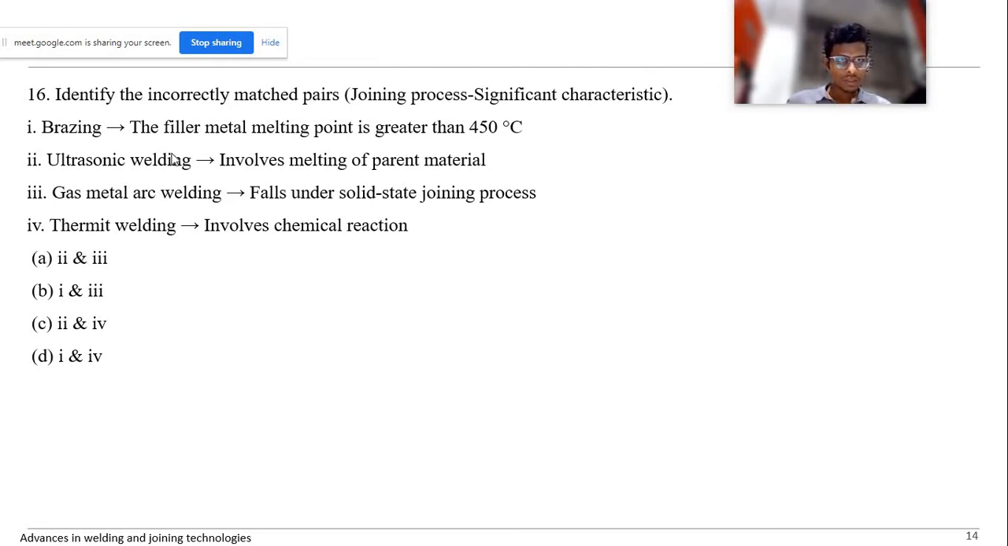Yeah, this one is correct. Incorrectly matched pair, right? Ultrasonic welding involves melting of parent metal. Is that so? No, right? Because it comes under solid state joining, means there won't be any melting. Only in fusion welding and all, parent metal will be melted. So 2 is incorrectly matched. And gas metal arc welding falls under solid state. No. Actually, this portion should be interchanged, then it would have been correct. So 2 and 3 are wrong, and thermit welding involves chemical reaction. Obviously, it's correct. So 2 and 3 are incorrectly matched. So 16A is the solution.